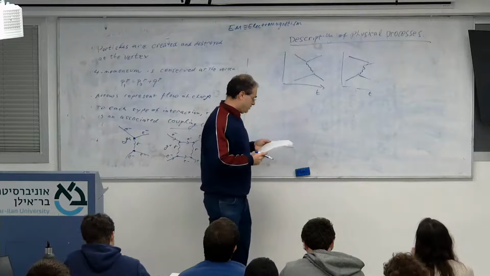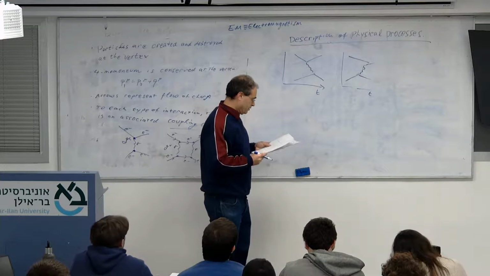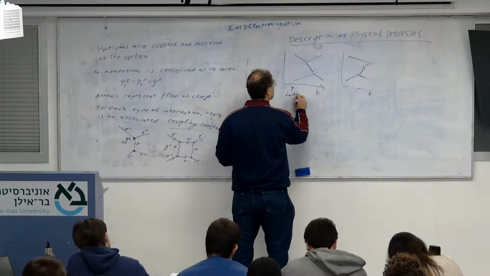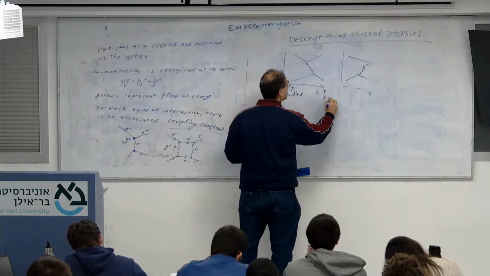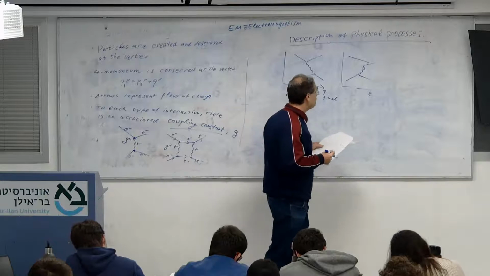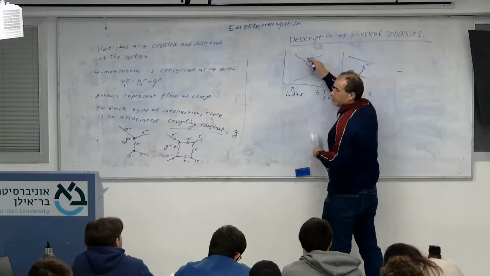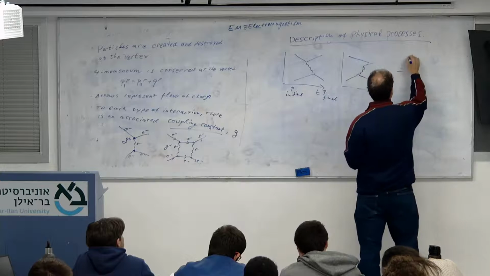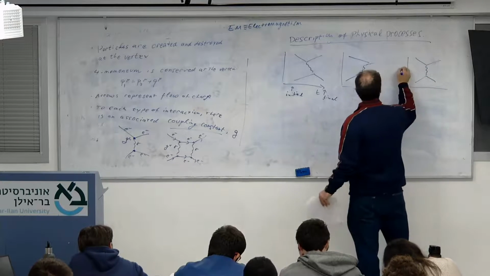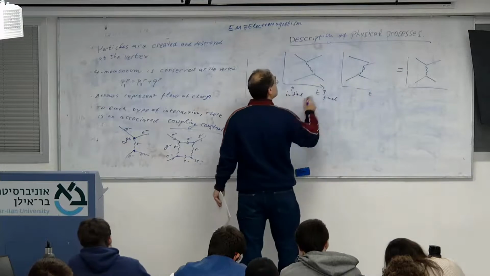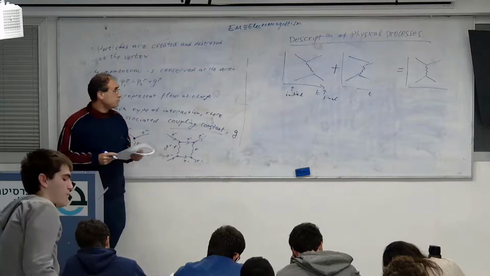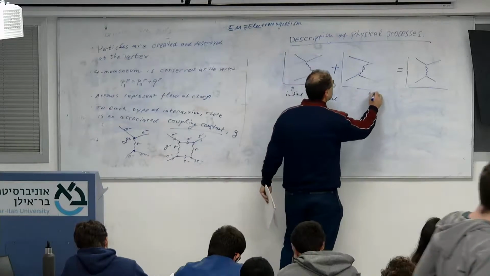But in fact, since I sum over all of them, these are the initial state. This is the final state. And since I sum over all of them, I simply put it as an upper line. So I'll just write it like that. Draw it like that. Basically, this is time, this is space.